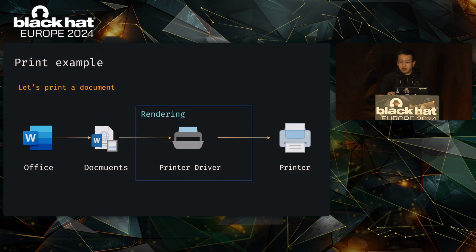We will begin our introduction with a common print example. In our daily life when using printers, we often need to print a document. We will open a document, for example, in Word. Then we select the printer driver and proceed to print. In this context, the print driver plays the role of the renderer, just like the picture shows.